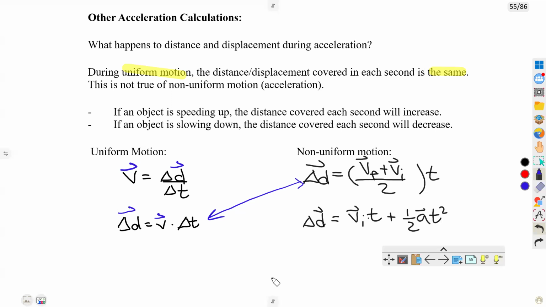Hey there, Science 20. We're going to keep looking at calculations that don't involve graphs and just how to know when we would be using them, etc.